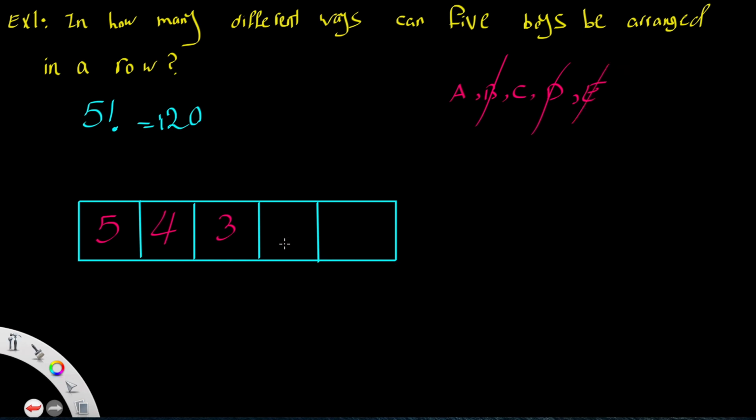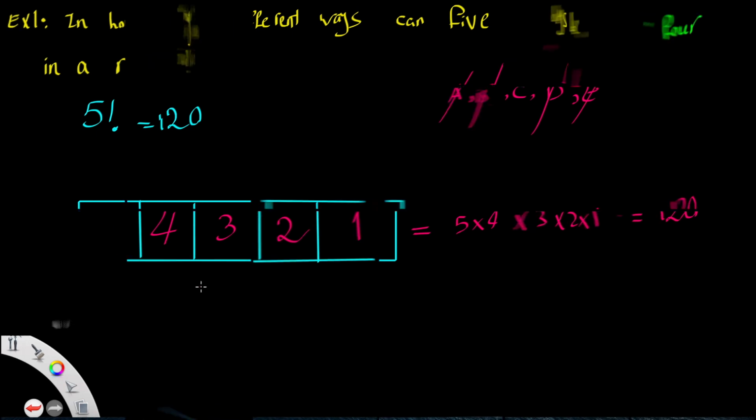So for this position, now I have 2 options. Then, for example, I choose A here. Then for the last position, I definitely have 1 option. So it will be 5 times 4 times 3 times 2 times 1, which is 3 times 2, 6, times 4, 24, times 5, 120. It is the number of different arrangements for 5 boys in a line.